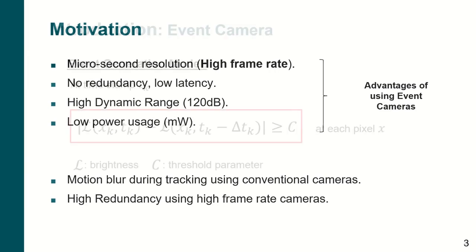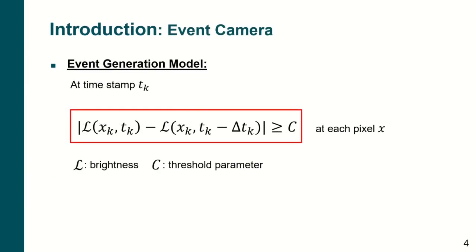Our idea is based on an analysis by synthesis approach, where we try to leverage computer graphics rendering with the event generation model and synthesize events such that they correlate with the events recorded by the event camera. According to this event generation model, an event is triggered if the difference between the current brightness and the previously stored brightness exceeds a certain threshold.